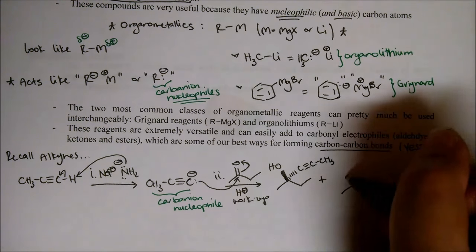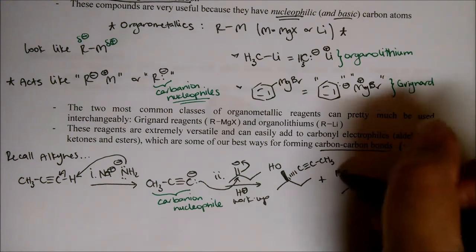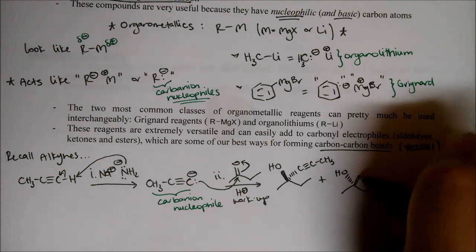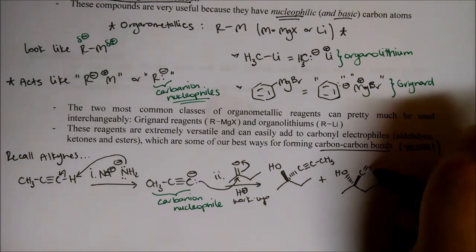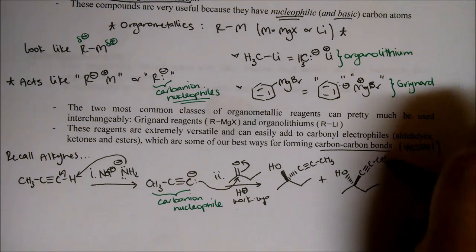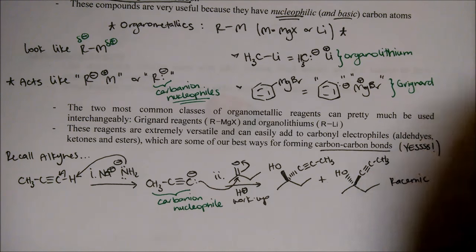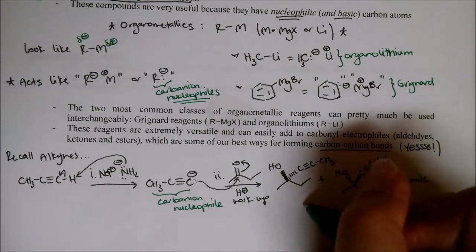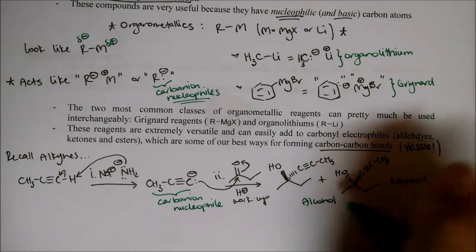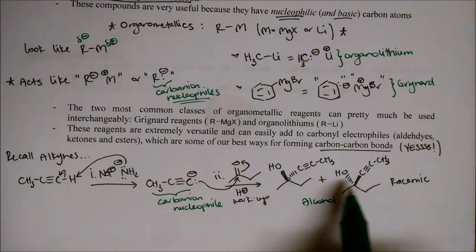And this alcohol, the enantiomer, C123, CCH3. Okay, we get racemic, and of course it would be an alcohol. Remember this? Why do we get racemic?